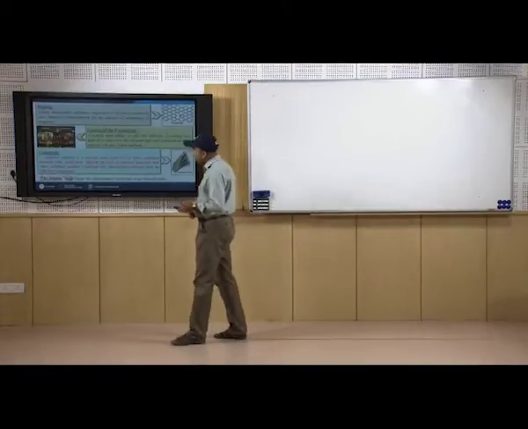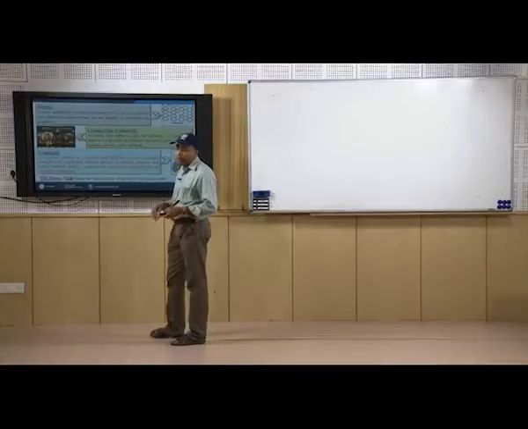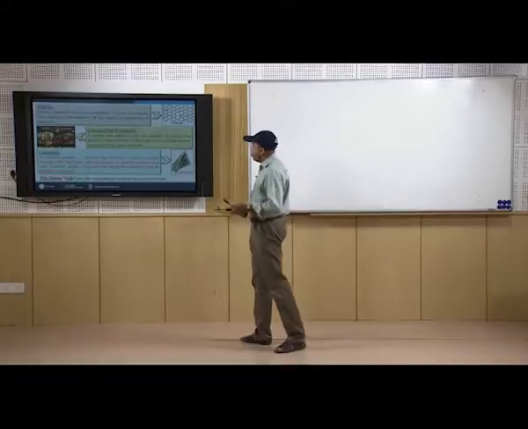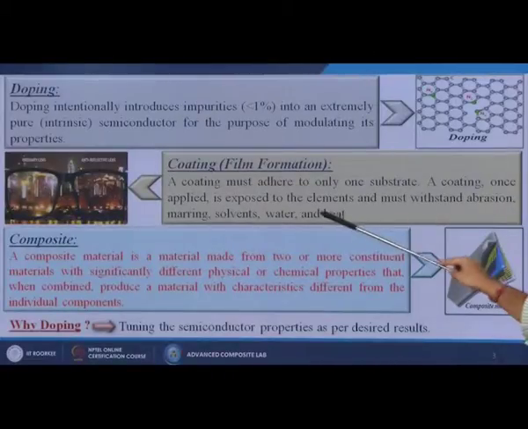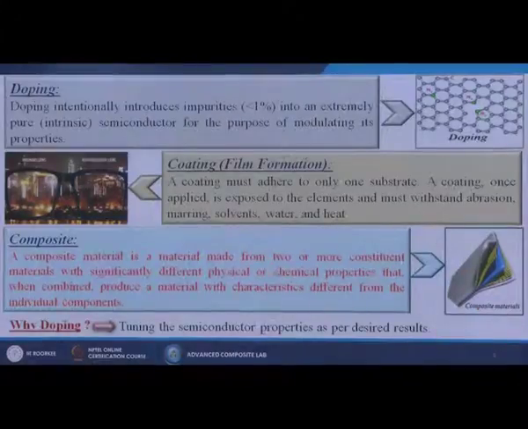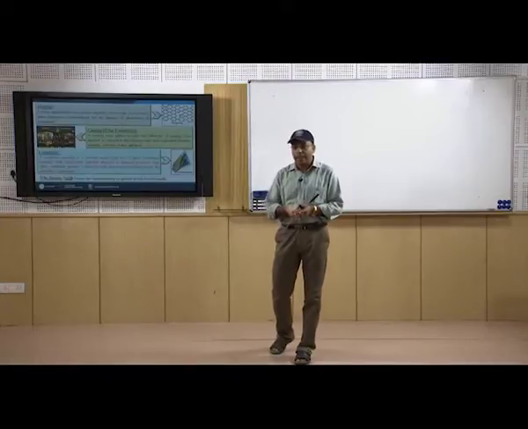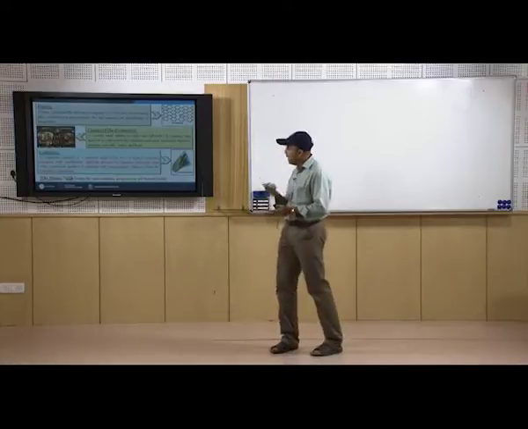In previous lectures we also discussed coating. Once again, just to give a glimpse of what coating means: a coating must adhere to only one substrate. A coating once applied is exposed to the elements and must withstand abrasion, marring, solvents, water and heat. Simply, I have the substrate, and that substrate will be covered by some kind of material, either a virgin material or some kind of composite material, and that is known as the coating.